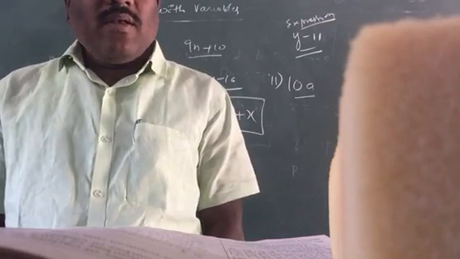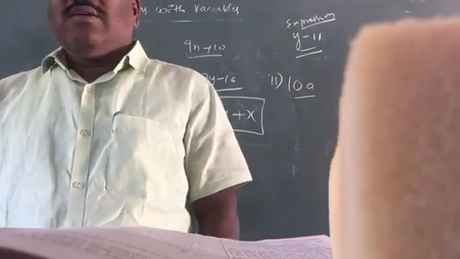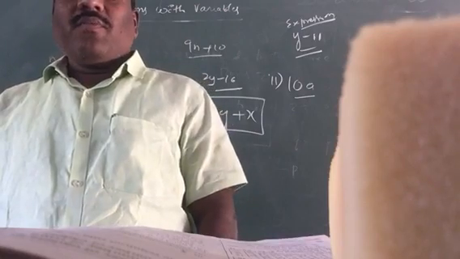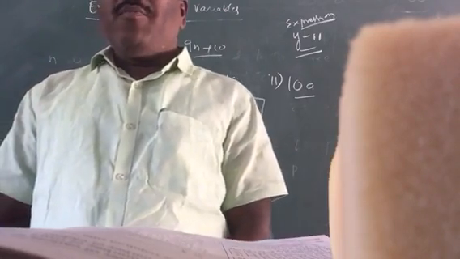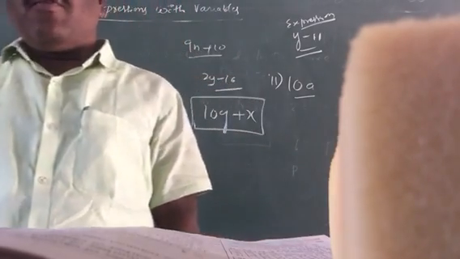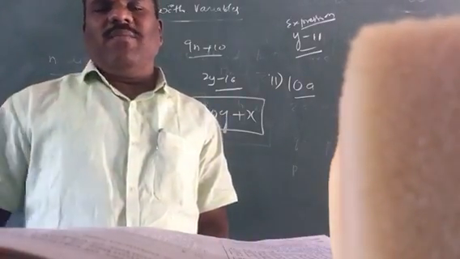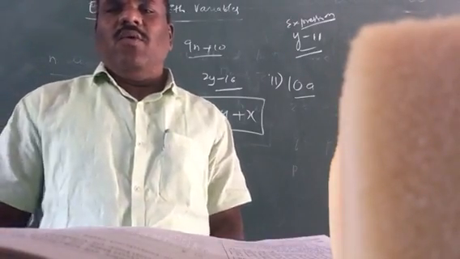And last one. Subtract 5 from 2 times y. The age of B is 5 less than 2 times the age of A. What is the age of B? So these are the statements when the expressions are given. We have to do this.